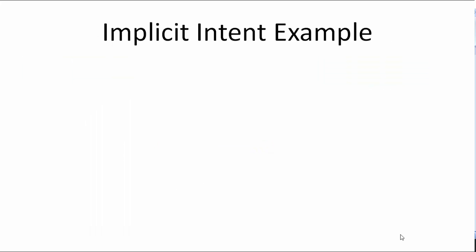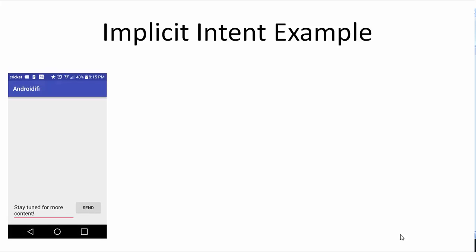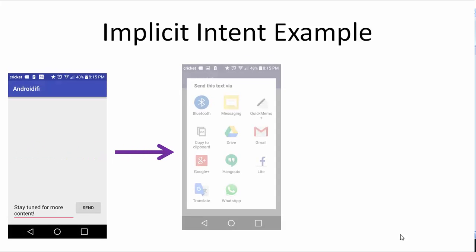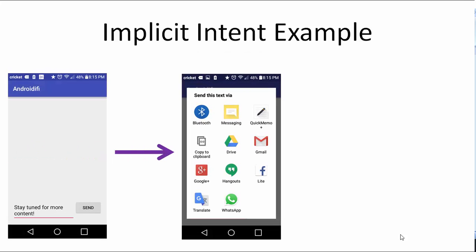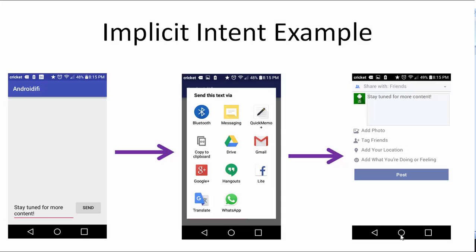Implicit intents, on the other hand, are used to leverage the functionality of other apps. If your app needs to use maps to pinpoint a location, you can simply use an implicit intent to launch Google Maps. We'll talk more about implicit intents in the next video.